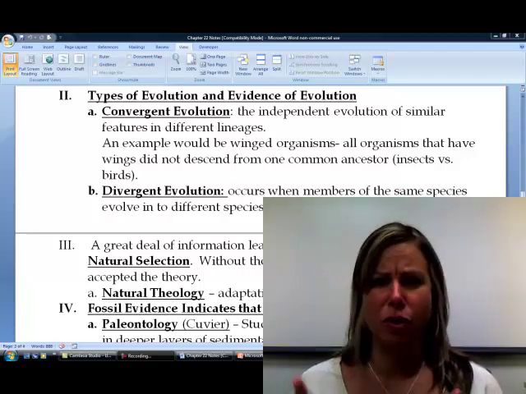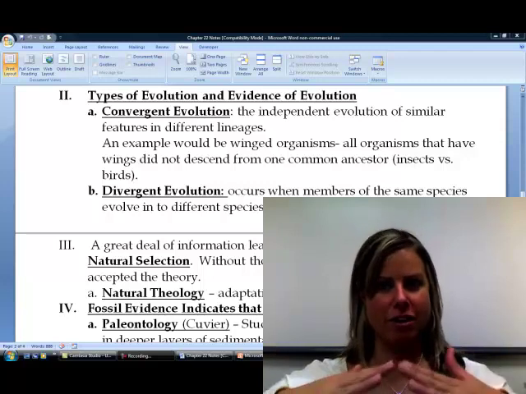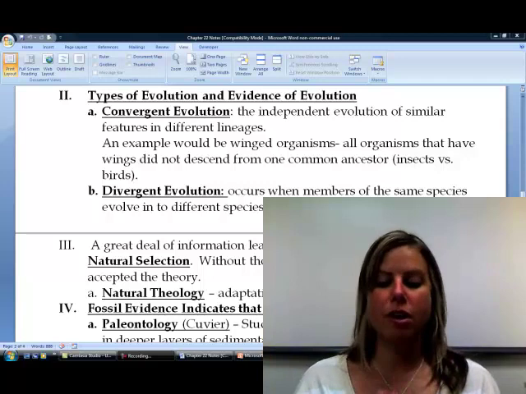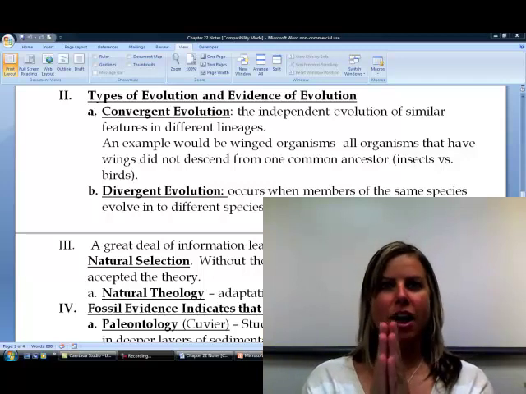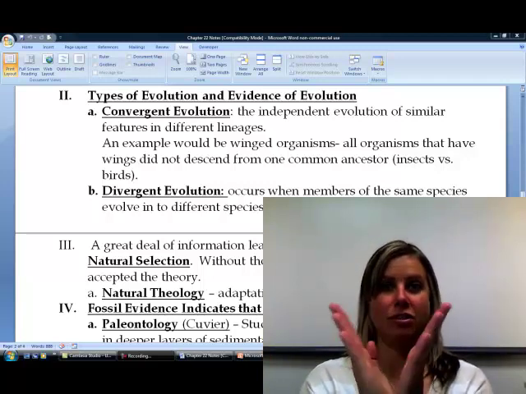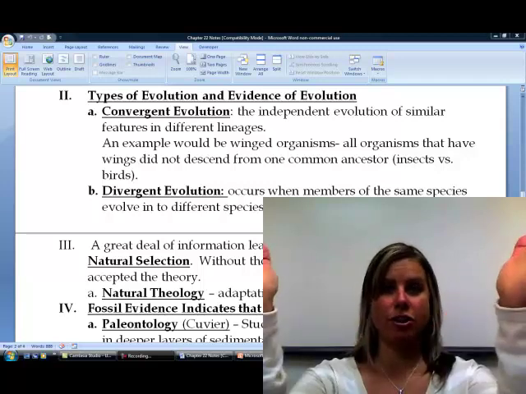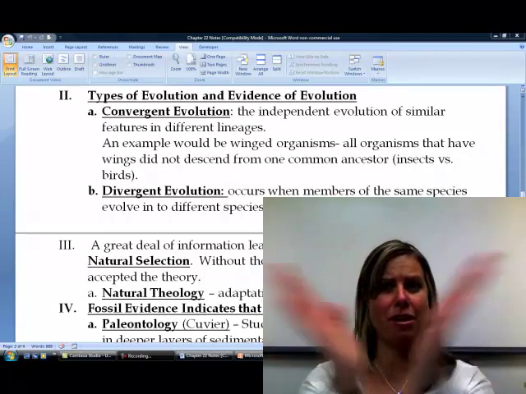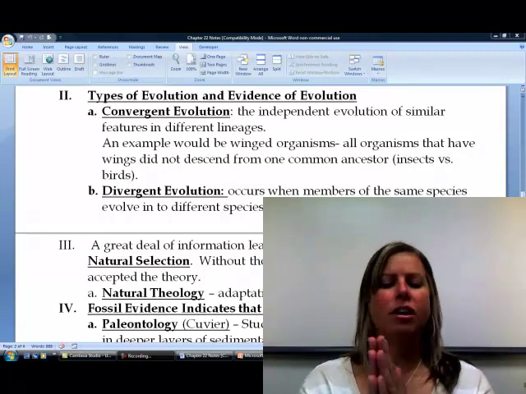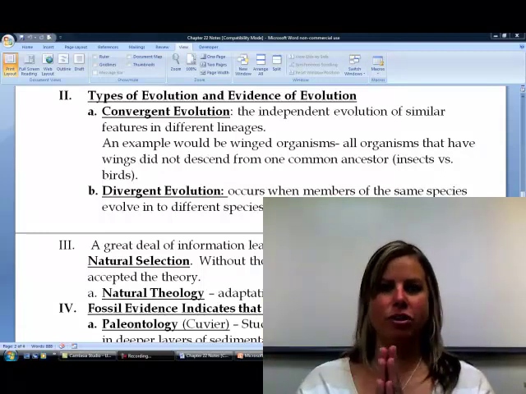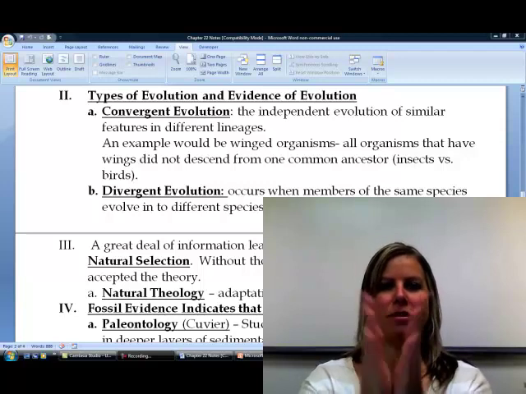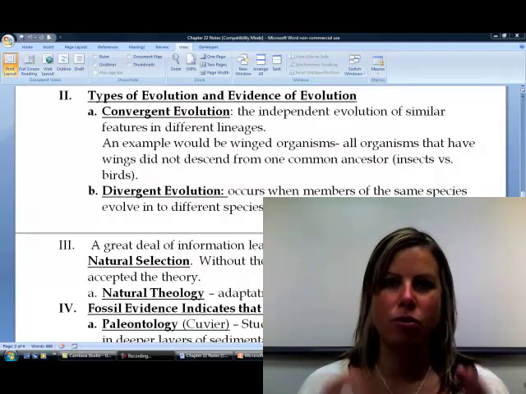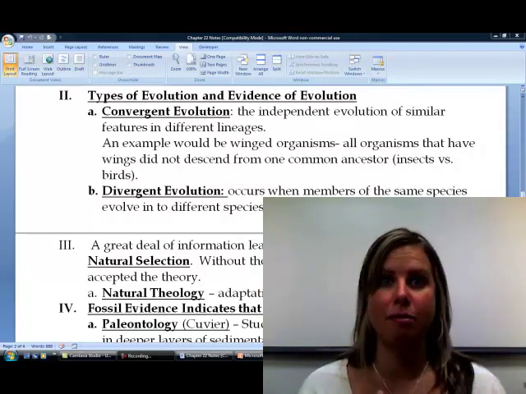So first, let's just look at the words. When two things converge, they come together, right? And when two things diverge, they go apart. So if you think about you have an ancestral species and that species changes into two different species, they're diverging from one another. But they probably have a lot in common because they have that common ancestor. So that's going to be divergent evolution. And so you've got the same species kind of branching out into two different ones. And so that's going to give you two species that have a lot in common.